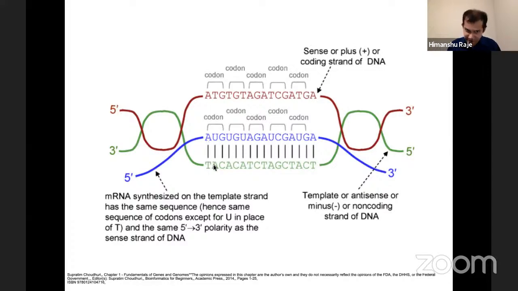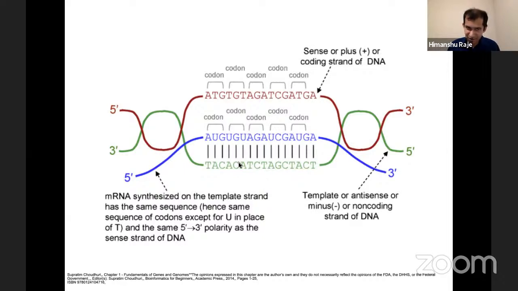And of course, if there is adenine in the template strand, RNA doesn't have T, but it has U instead. We learned that a few seconds ago. So the cell will put U. But the point to note here is, the sequence of RNA is going to be complementary. These nucleotides pair to the template strand of DNA.